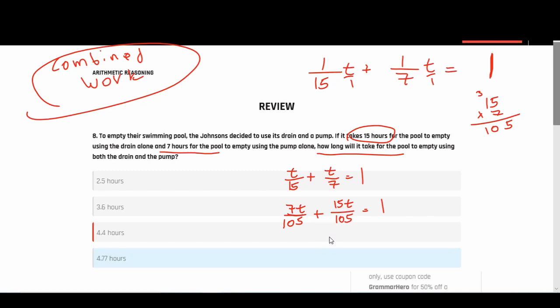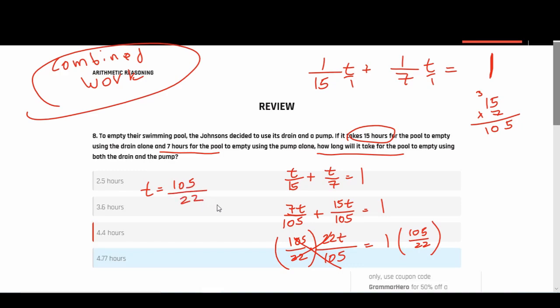7 plus 15, well, 7 plus 5 would be 20. Add to that, that's going to be 22t over 105 equals 1. And again, we're solving for t. So what you want to do is multiply by the inverse, 105 over 22, and what you do to one side, you do to the other, 105 over 22. This crosses 105 out there and 22 there, and you're left with t equals 105 divided by 22. Okay?